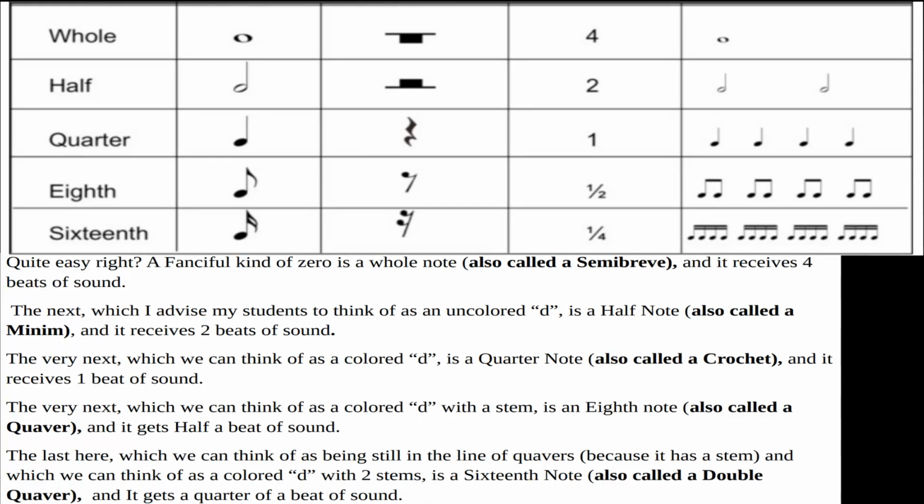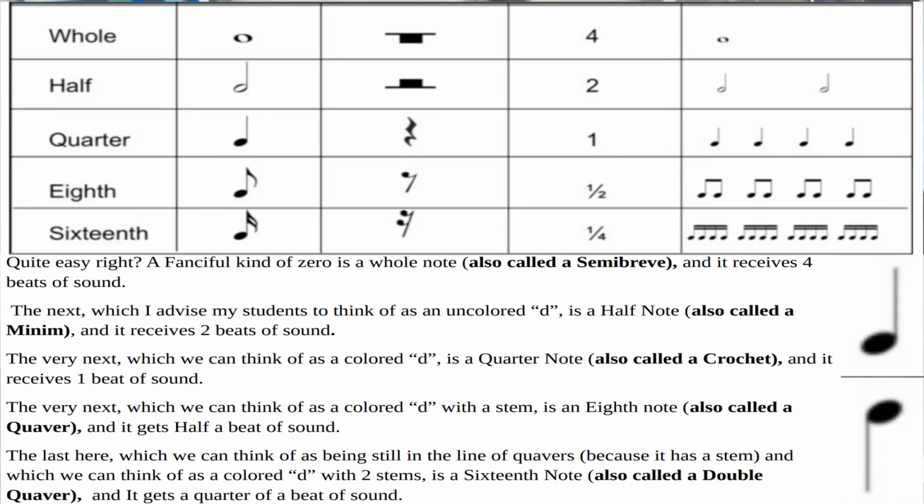Depending on your region within the world, some of these notes have different names as well. A whole note is called a semibreve, a half note a minim, quarter notes are crotchets, 8th notes are called quavers, and a 16th note is called a double quaver or a semiquaver.